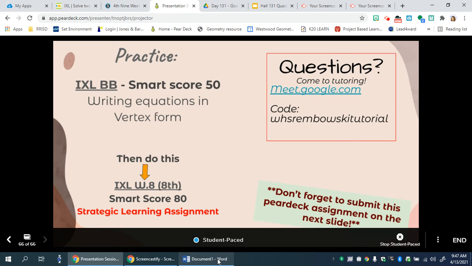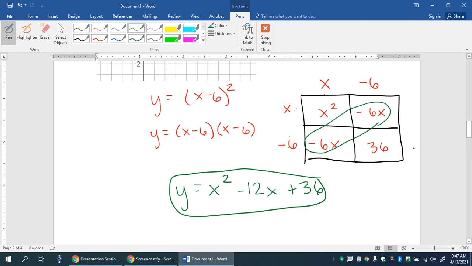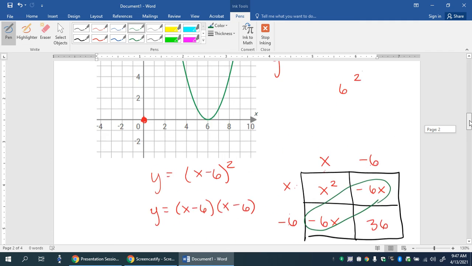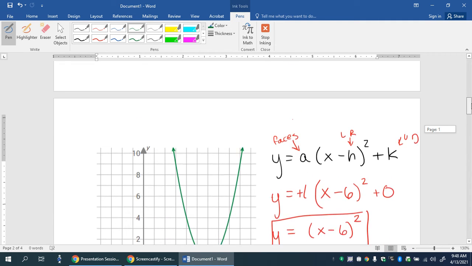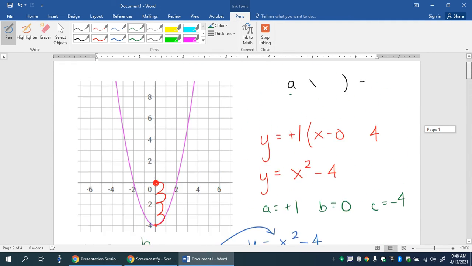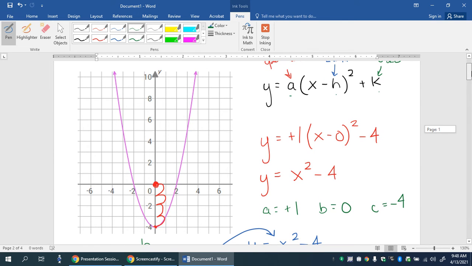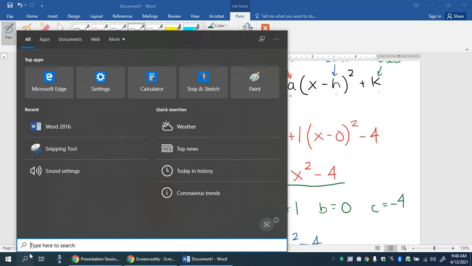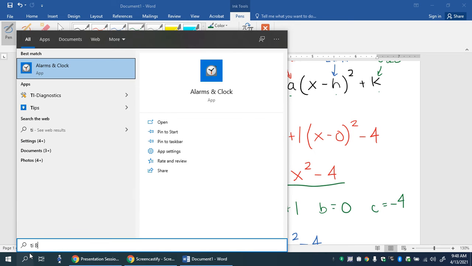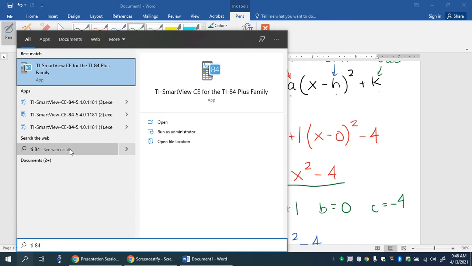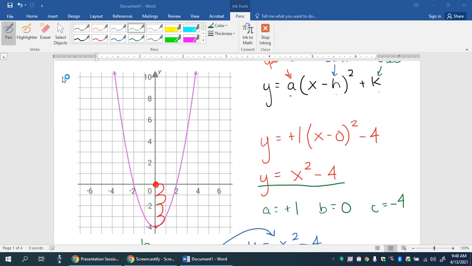Now, I did want to show you guys a little trick. Because the EOC is coming up, I want you to start being a little bit more comfortable with your calculator. So we're going to go back up to this equation because it gave us standard form and your homework is writing in vertex form. So what I want you to do is open your TI-84 calculator on your computer real quick.